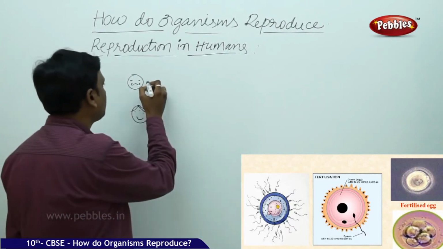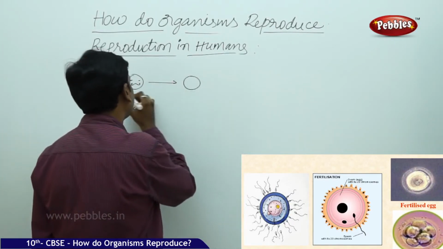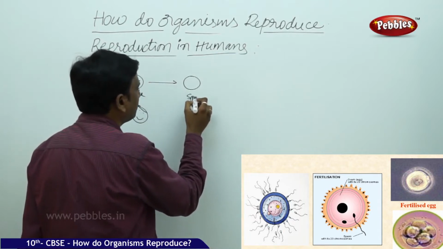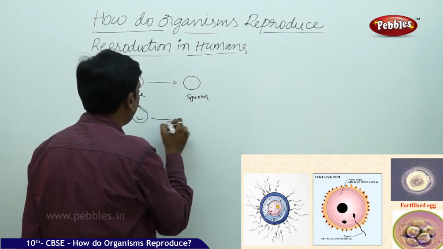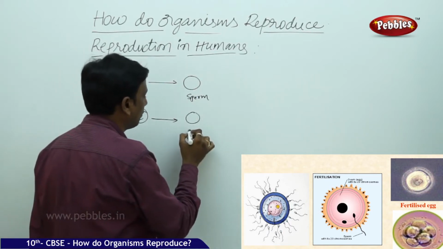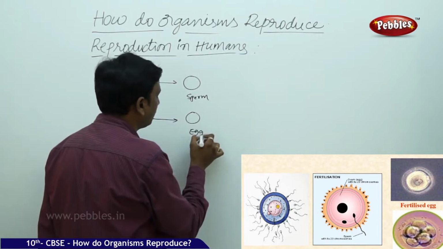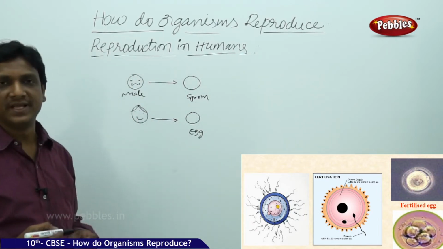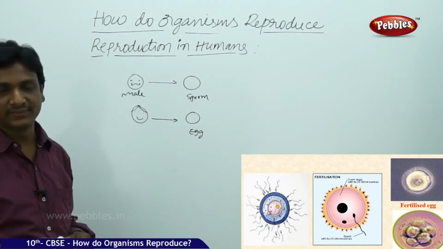So here the reproductive cells are produced. Males produce male reproductive cells, which you call sperm cells, and females produce female reproductive cells called ova or egg cells. So these cells are to be transferred. Fusion should take place for reproduction. Where does the fusion take place?